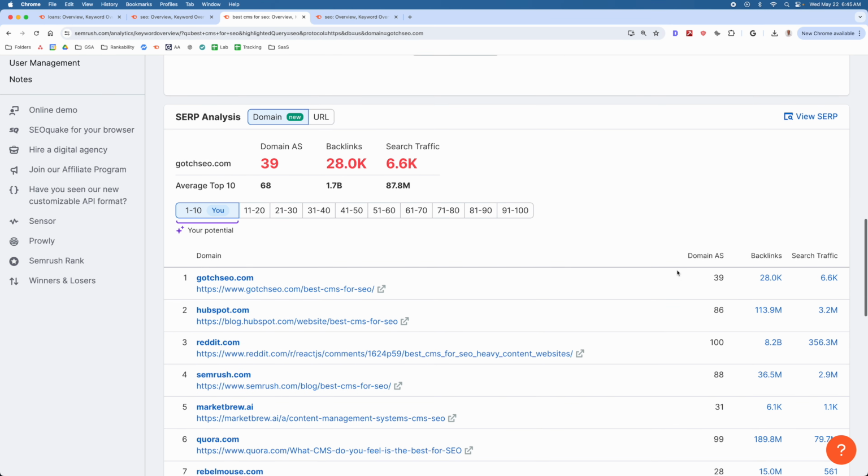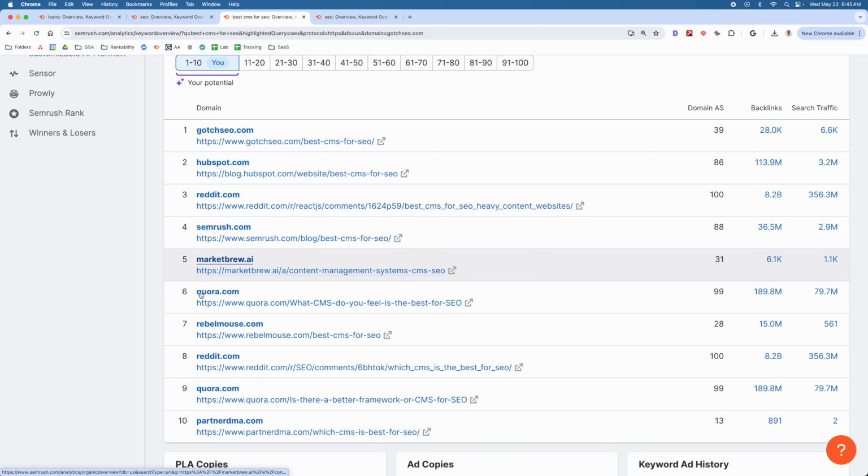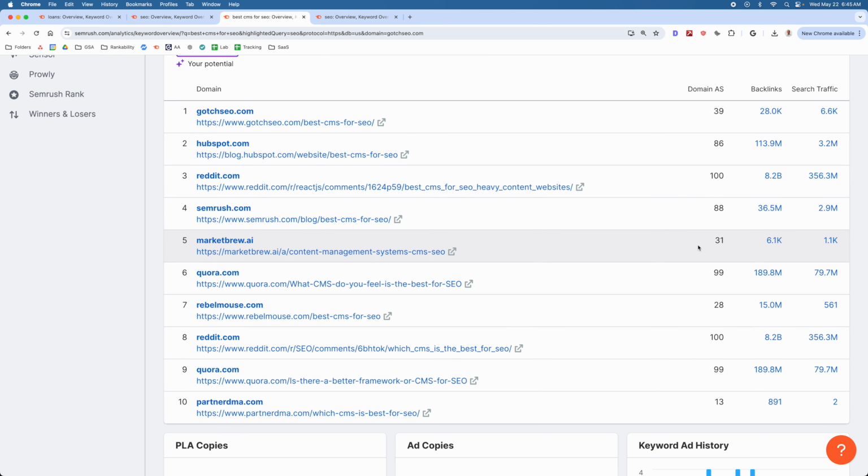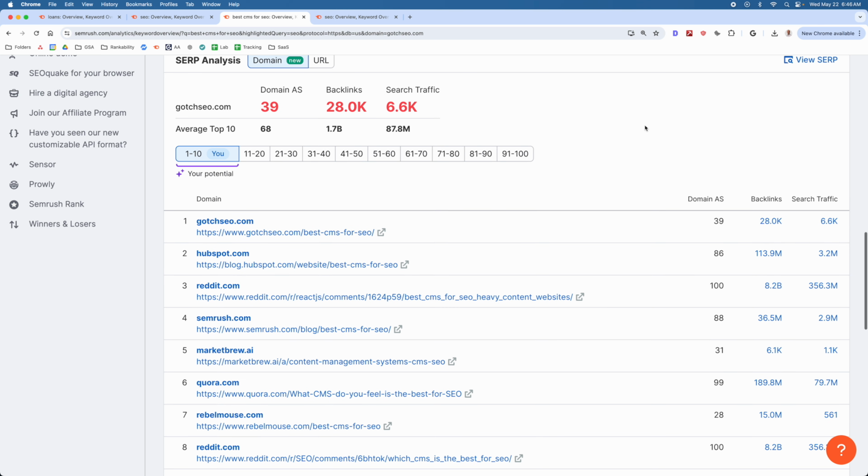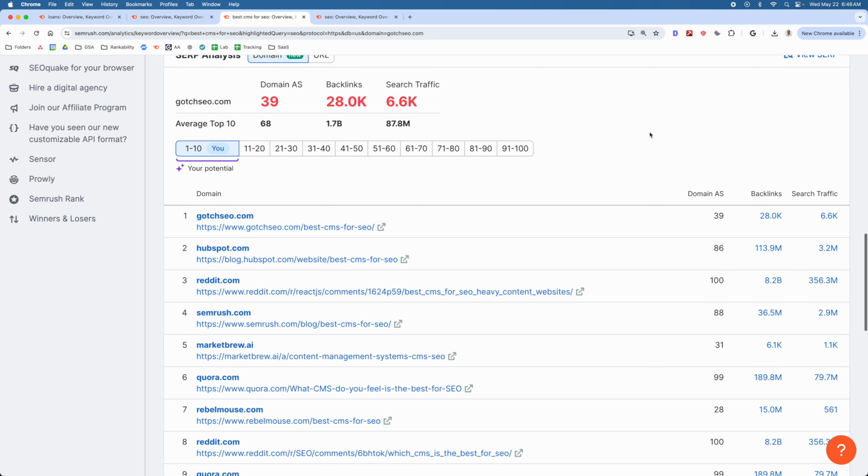And when I see HubSpot and Semrush and these huge, strong domains, that usually gets me a little scared, right? Because I'm like, ugh, it's going to be hard to beat these guys. They've got a lot of power. But when we look at this, I want to see, are there other domains that are similar to my site that are ranking? And what I see here is Market Brew, they're at a 31.